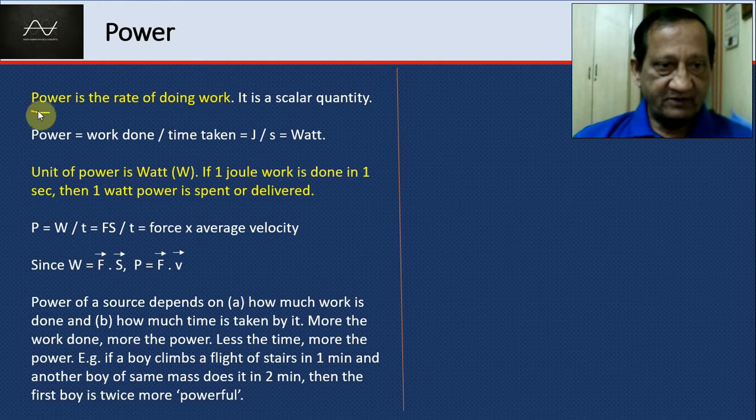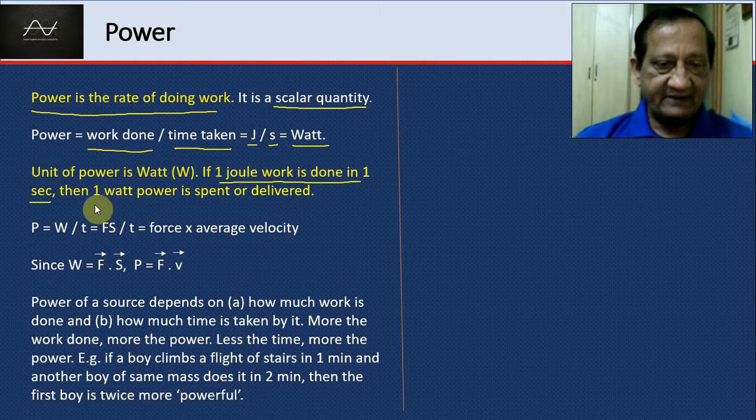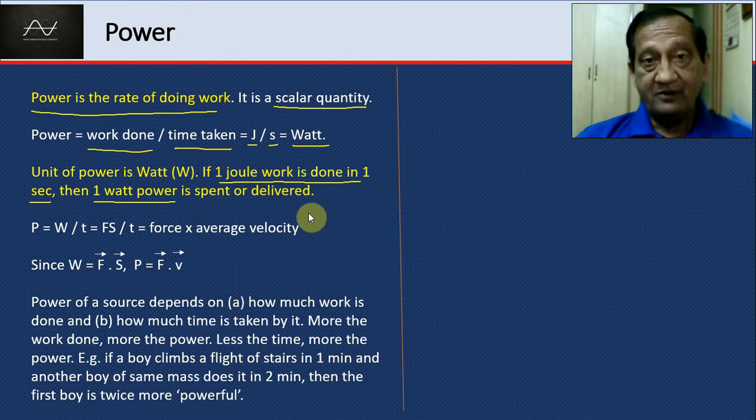Power is the rate of doing work. Work is itself scalar, so power is work done by time taken, so that is also a scalar quantity. Work done is joules, time is seconds, so joules per second. That is a unit of power, and we give it the name watt. 1 joule of work, if it is done in 1 second, then 1 watt of power is delivered by that power source, or it is expended on the body on which work is being done.